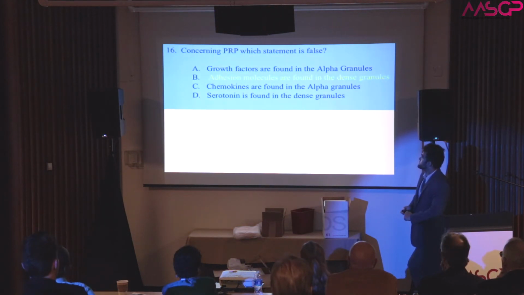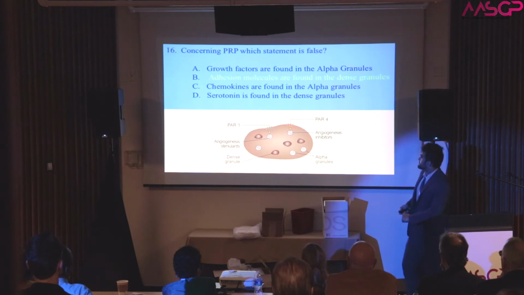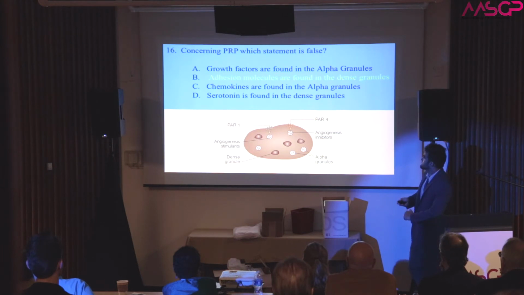Concerning PRP, which statement is false? So in PRP, we know that the platelets have alpha and dense granules. It's important to not only know visually, but to know what's found in each. So the adhesion molecules are actually in the alpha granules. So B is incorrect because those will be found in the alpha granules. Adhesion for alpha.